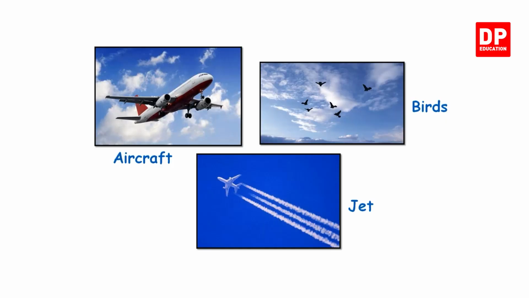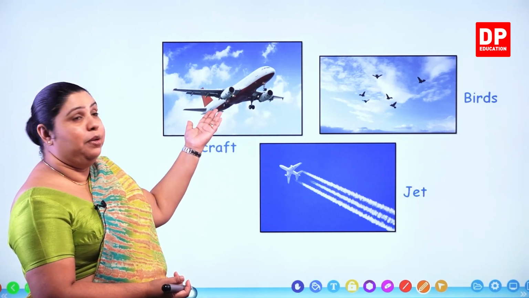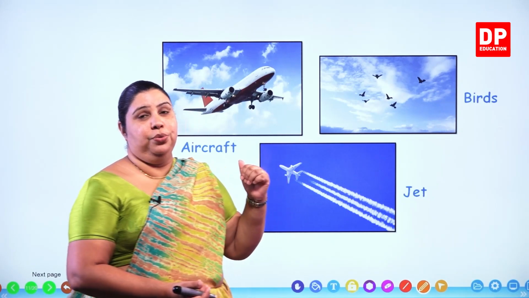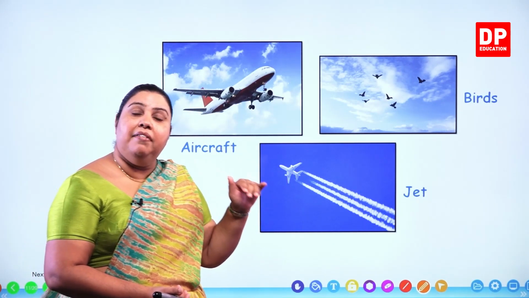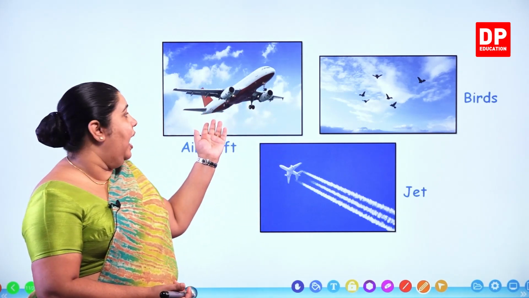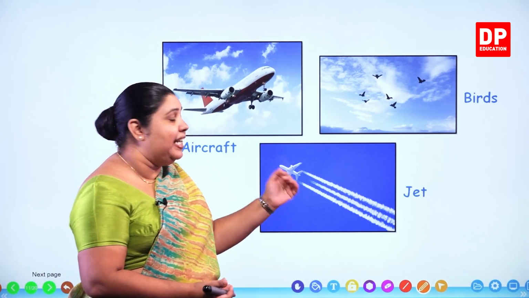Then we have aircraft, aeroplanes, right? We have aeroplanes in the sky, aircrafts. That means plane. We have birds as usual. Now we are talking about the sky in the daytime, right? During the daytime we see aircrafts, we see birds and we see jets.